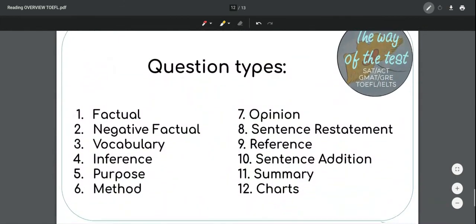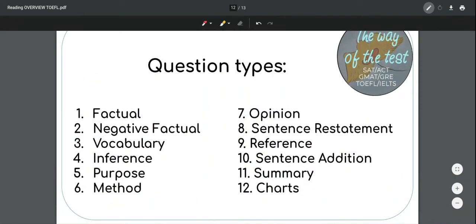Okay, now we're going to see the question types. This is just an overview. We're going to see each of these question types in individual videos. Now, some people lump question types together. For example, factual and negative factual are just one big question type that we're going to separate into two just for the sake of order. Vocabulary is its own question type. Inference is its own question type.